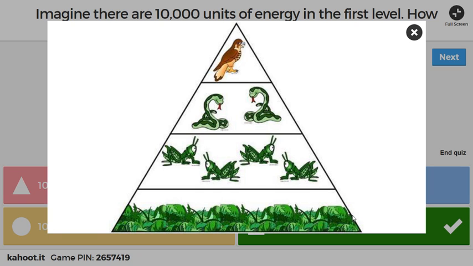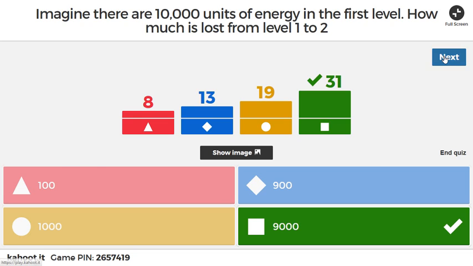If there's 10,000 units of energy and 1,000 units here, when I go from level 1 to level 2, I've lost 9,000 units of energy. So we do 10,000 minus 1,000, and we wind up with 9,000 units being lost because there's only 10% being transferred to each level. All right, let's move on to the next one.